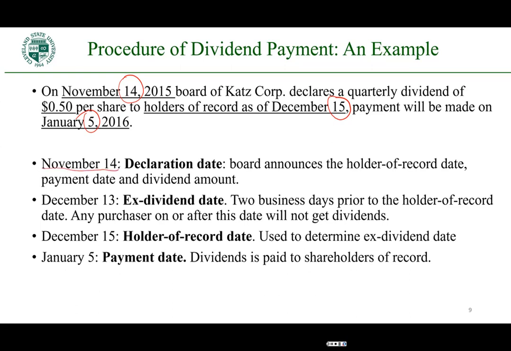So initially, November 14th is called the declaration date, when the board announced all the other information here: the dividend amount, the holder of record date, and payment date, the other 2 dates. In December 13, which is 2 business days prior to the holder of record day, it is called the ex-dividend date. This is the date when the dividend leaves the stock price. Any purchasers on or after this date will not get the dividends.